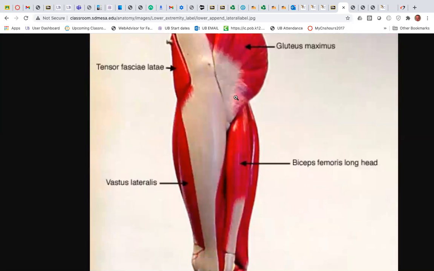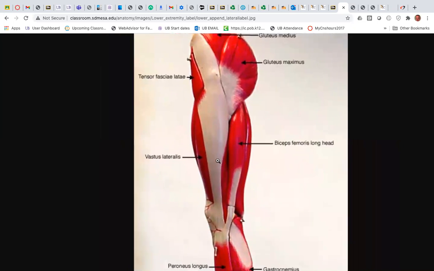Okay, as we move down, we could see the lateral hamstring. I'm sorry, my bad, the lateral quadricep. That's the vastus lateralis. And now we can see one of the three hamstrings. So the quads are in the front, there were four. The hamstrings are in the back, there's three. One on the lateral side, two on the medial side.